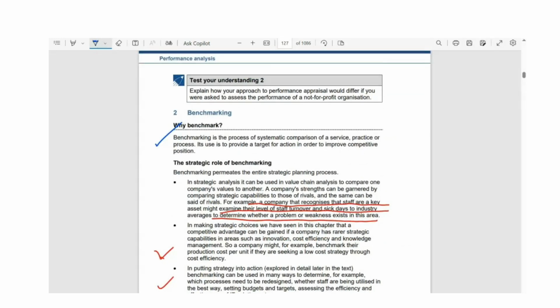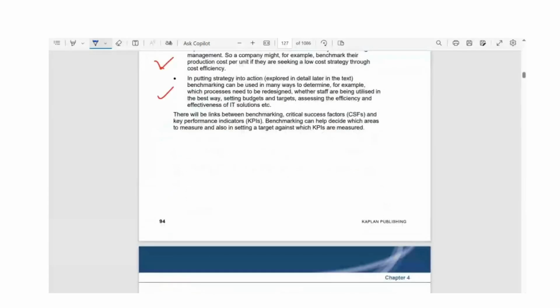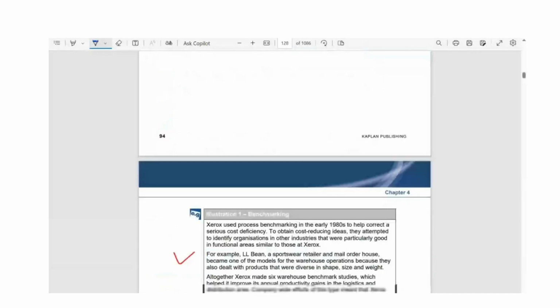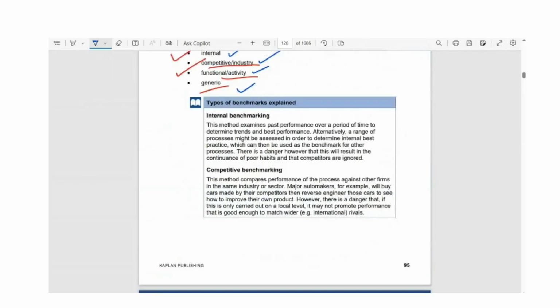Benchmarking. As discussed earlier, benchmarking is a norm set by other companies, like the food chain example I gave you, and similarly the example of accounts receivable and accounts payable. Types of benchmarking: internal, competitive or industry, like Pepsi and Coke, functional activity, and generic. Generic means if some information is not available from the same industry, you can use generic data. This is an example of generic, and competitive and internal benchmarking are well explained here.